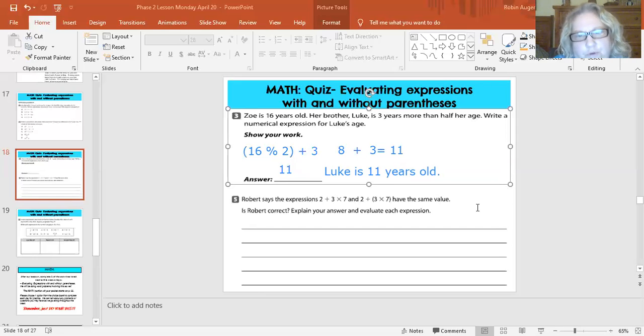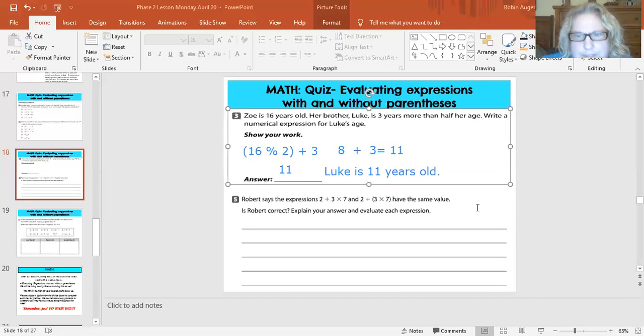Okay. Now the next one's out of order. I know it's supposed to be number 4, but because of the length of the problems, I put them on a different page. It fit better. 3 and 5 were able to fit on one page, and 4 was too long, so I put it on a separate page. Okay. So Robert says the expressions 2 plus 3 times 7 and 2 plus parentheses 3 times 7 have the same value. Is he correct? Now, at first you might say, no, but think about our PEMDAS, okay?